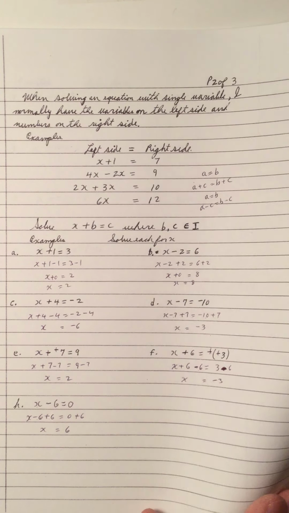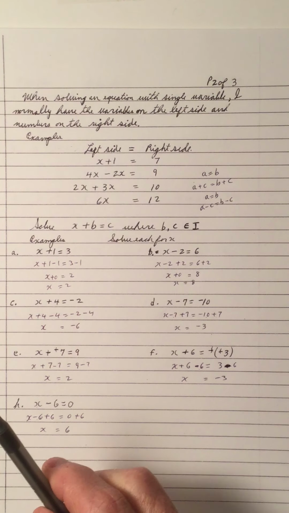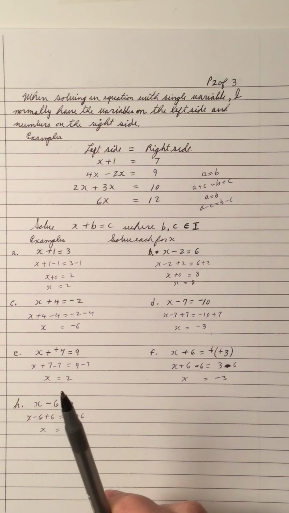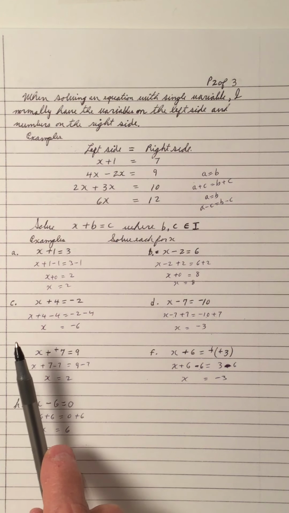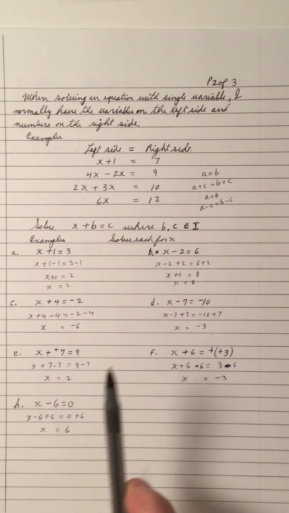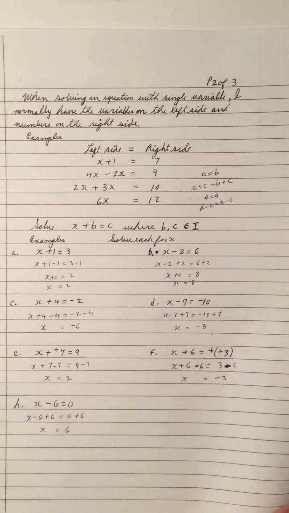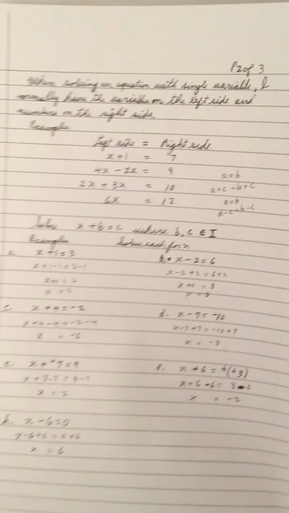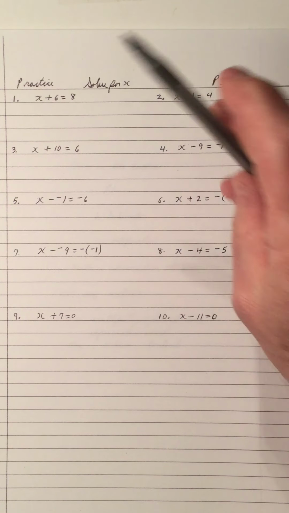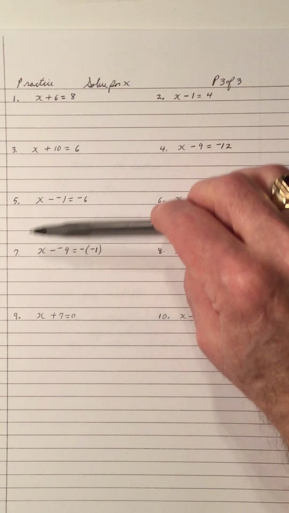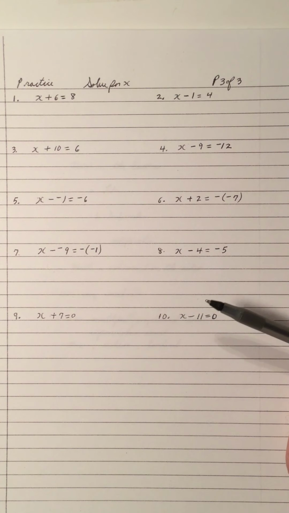So if I'm adding, I'll subtract. If I'm subtracting, I'll add. And notice I always have the x's on the left, so the number has to go to the right. So we're getting rid of the number. We're trying to isolate the x by itself. We're solving for x. So here we have a practice. Pause your video and work all of these out to see if you're going to get the right answers.